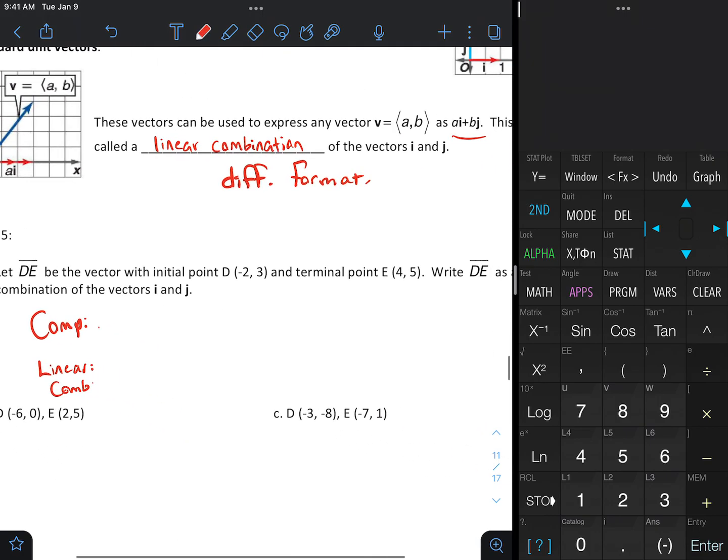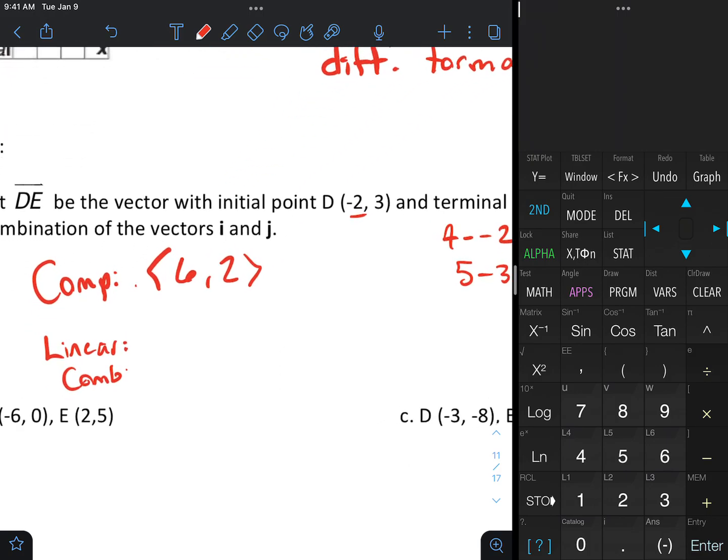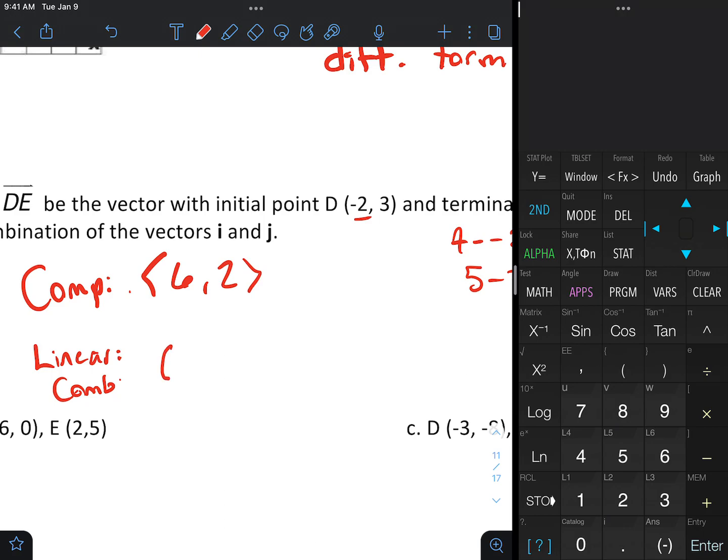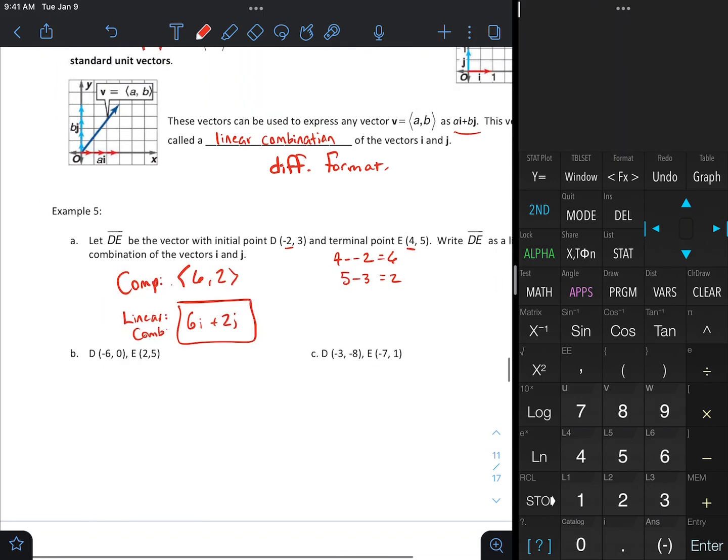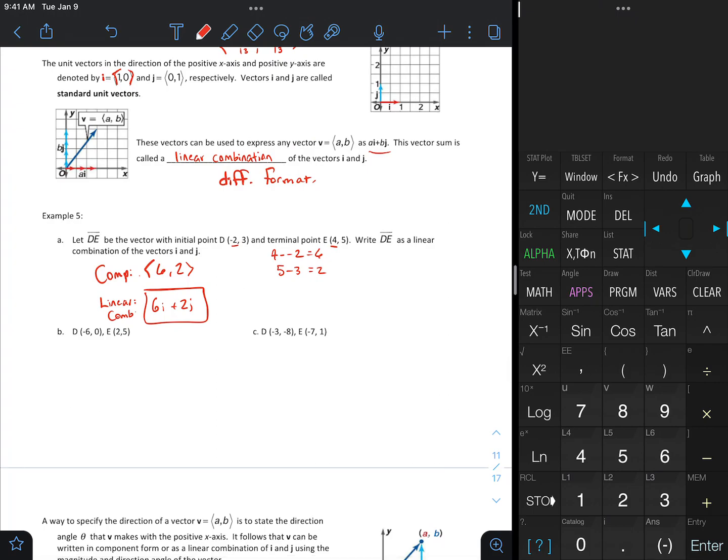So the component form here, you're just going to subtract. I need 4 minus negative 2. And then you need 5 minus 3. So this will come out to 6 and 2 right there. So your component form will just be 6 and then 2. And then the linear combination format here, you just write 6i plus 2j. That's your linear combination. Different format. Sometimes you'll see those in physics classes, maybe the college physics classes. But that's essentially it there. It's really not too bad.